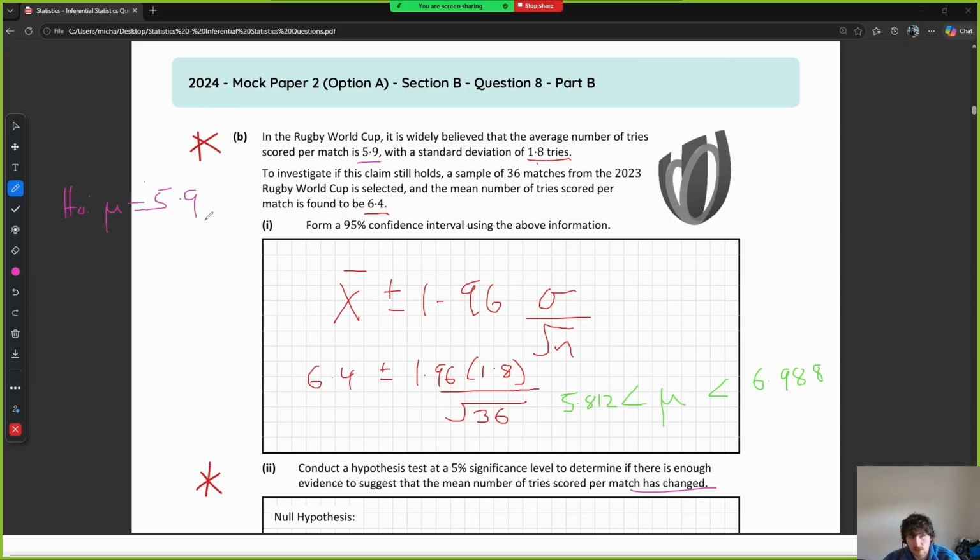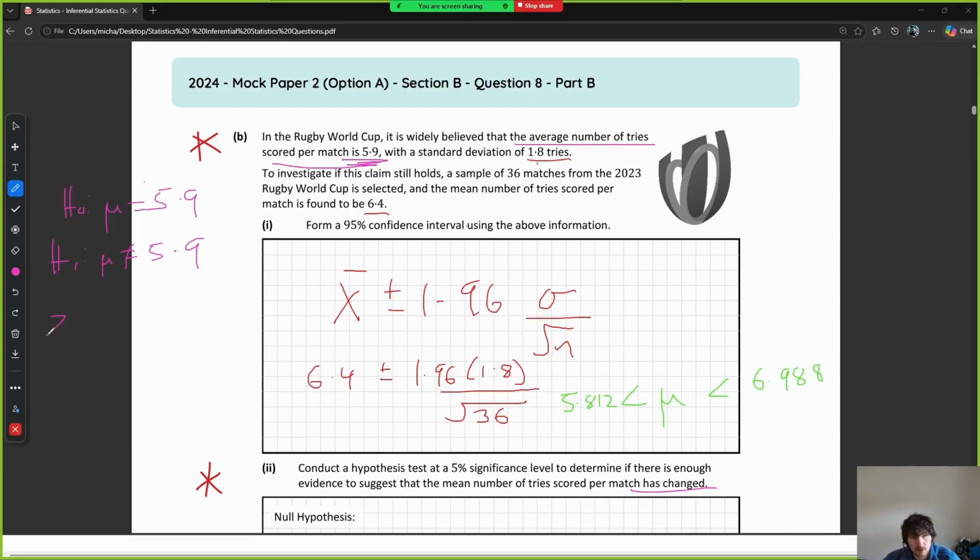And then you want a worded statement for that, which is that the average number of tries scored per match is still 5.9. Whereas H1 will be like, no, there's been change. It's no longer 5.9. It's not equal to 5.9. And you would say the average number of tries scored per game is not 5.9 in words for the examiner, okay? I'm not going to spell it out in the Zoom here.